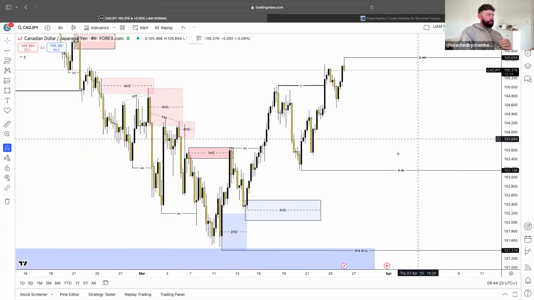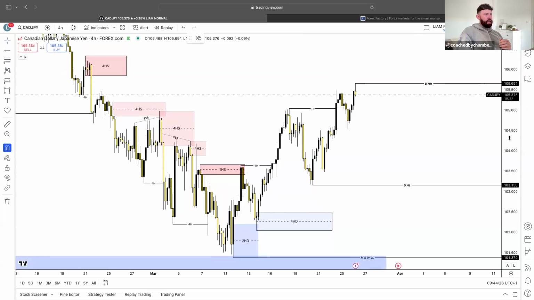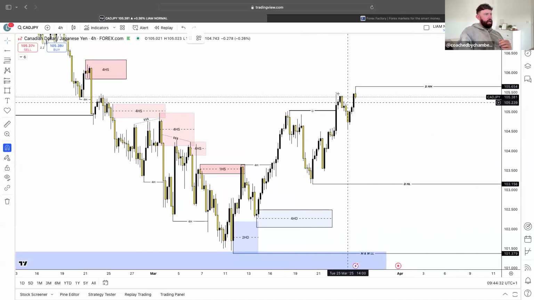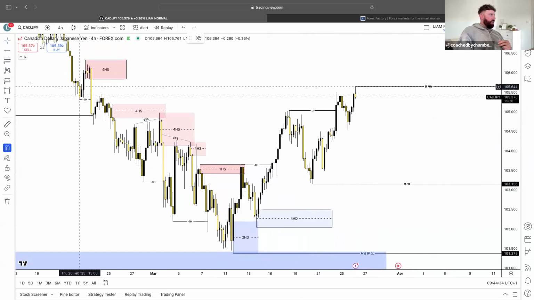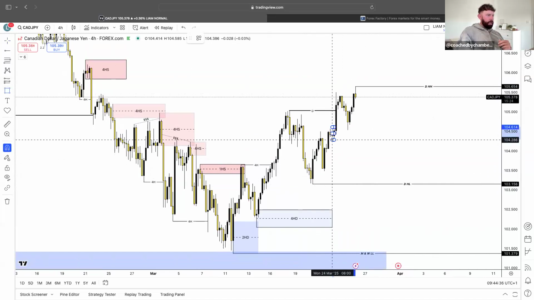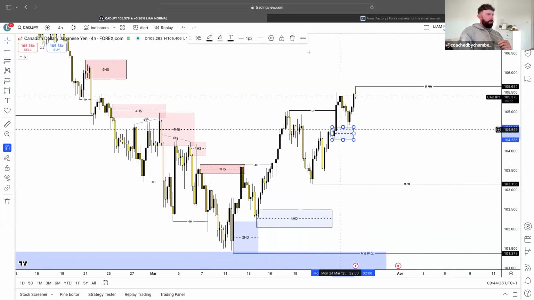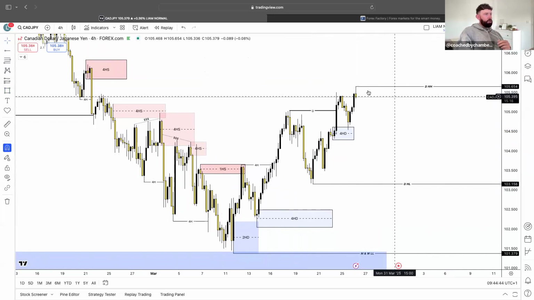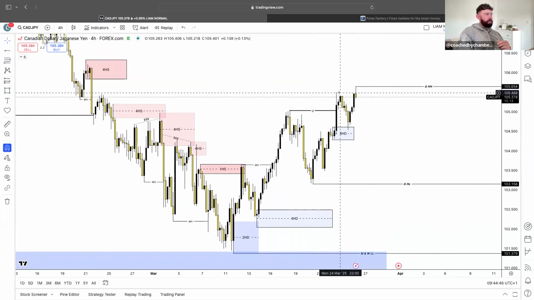CAD JPY, pretty much the same scenario. We've had this new daily break, daily higher low, daily higher high. So of course, let's look at the demand area that's in control. This 4-hour demand area is what caused this bullishness here. Now, of course, this bullishness on the 4 hours has not actually closed above this.